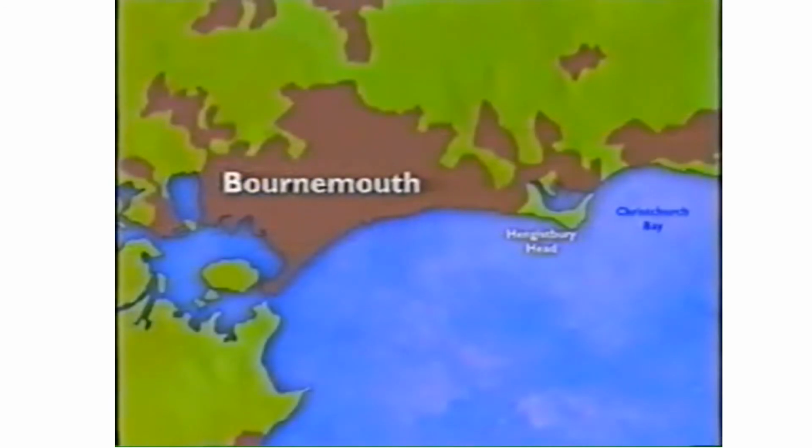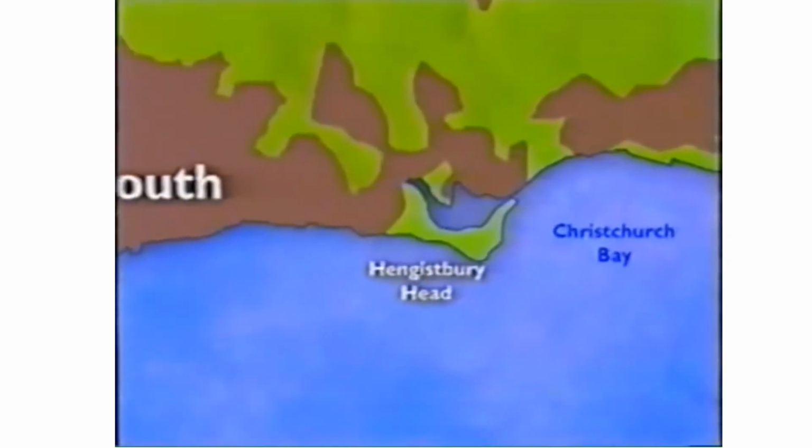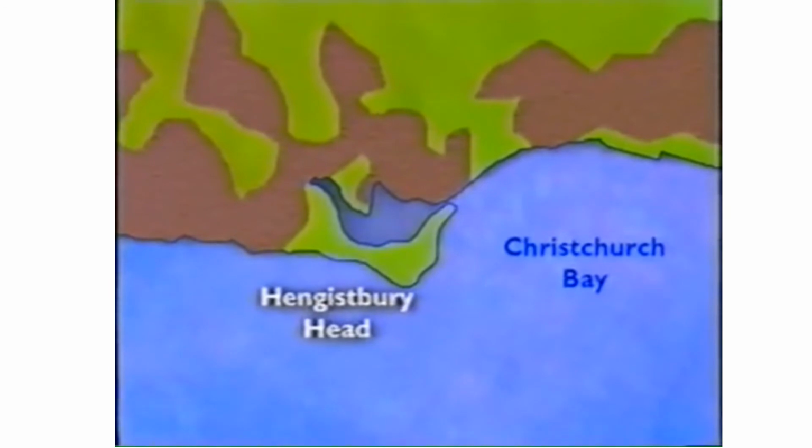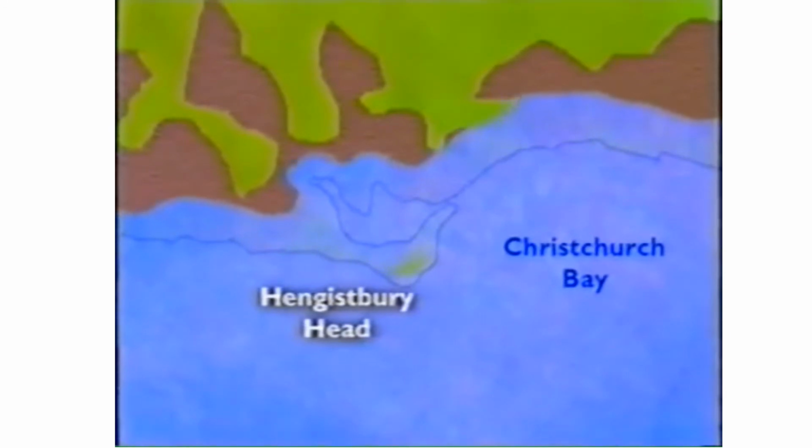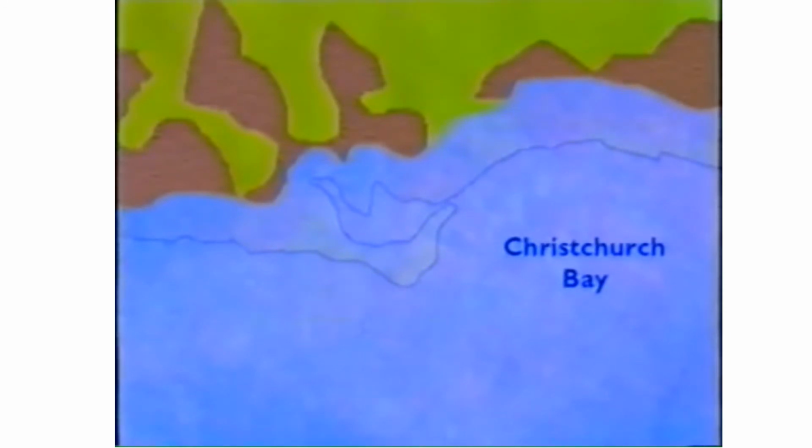As you move towards Hengistbury Head, probably within 50 years we'd have a breach through into Christchurch Harbour, which will isolate the head itself into an island. About 50 years after that you'll have a single bay formed with the head completely gone.